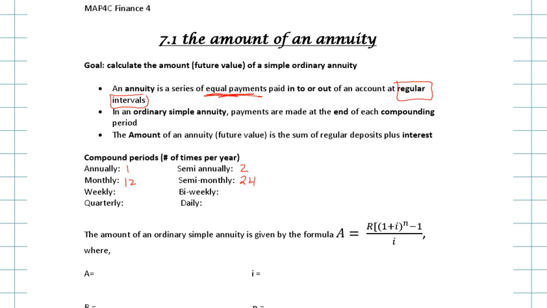How about weekly? 52. How about bi-weekly? 26, because if you divide 52 by 2, that gives you 26. How about quarterly? 4 times a year. Daily? 365.